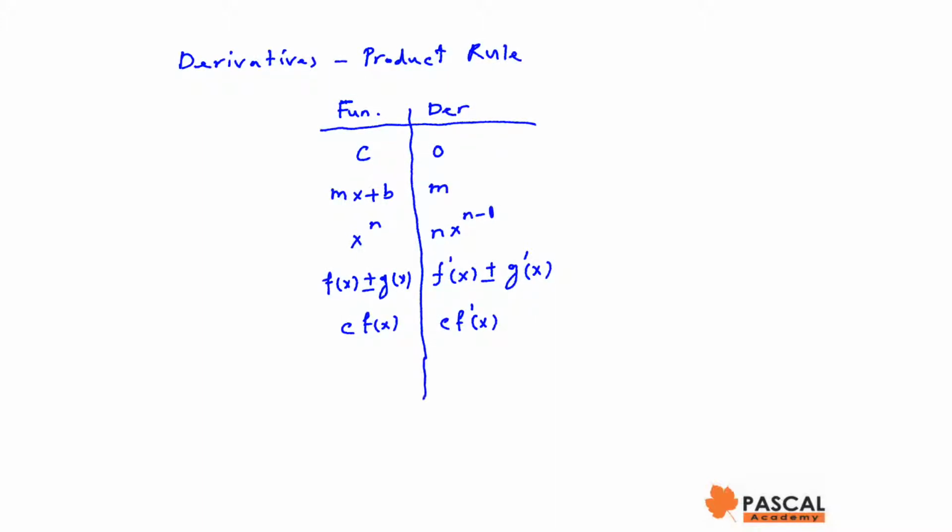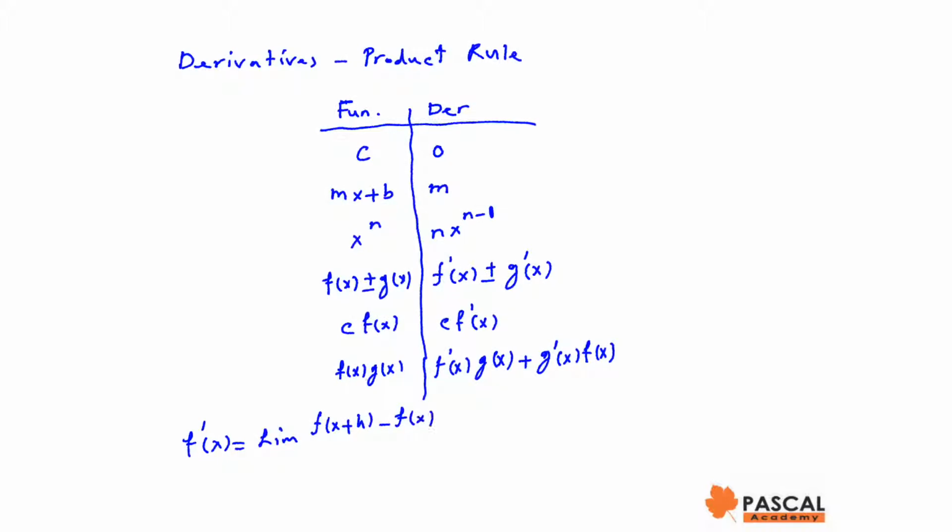In this lesson, we are going to prove the derivative of f of x times g of x is f prime of x times g of x plus g prime of x times f of x. We know f prime of x is the limit of f of x plus h minus f of x divided by h as h approaches 0.